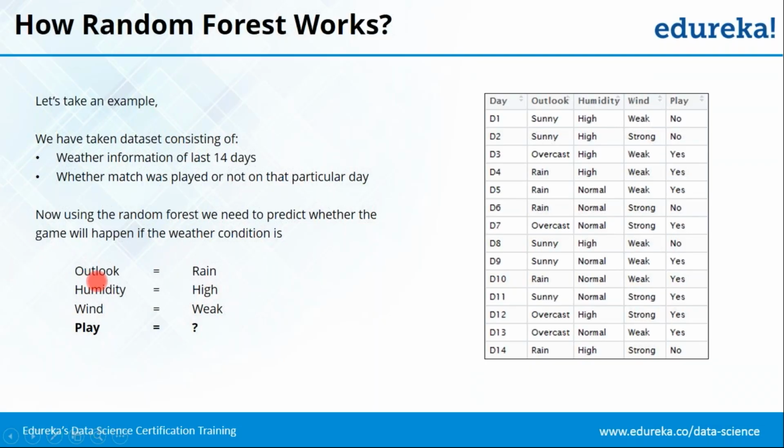Let's say the outlook is rainy that day, the humidity is high and the wind is very weak. Now I need to predict whether I will be able to play the match that day or not. All right, so this is the problem statement. Fine. Now let's see how random forest is used to sort it out.